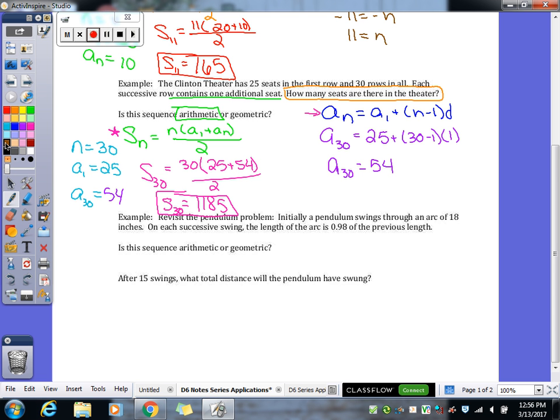Geometric. This one's geometric. Each swing is being multiplied by your 0.98 to find the length of the next one. And then times 0.98 again, and then times 0.98 again. So they want to know, after 15 swings, what total distance will the pendulum have swung? So now we have to use our sum formula for our geometric series, which would be S sub n equals a sub 1 times 1 minus r to the n power all over 1 minus r.